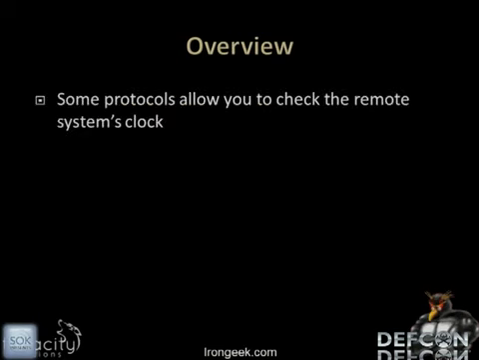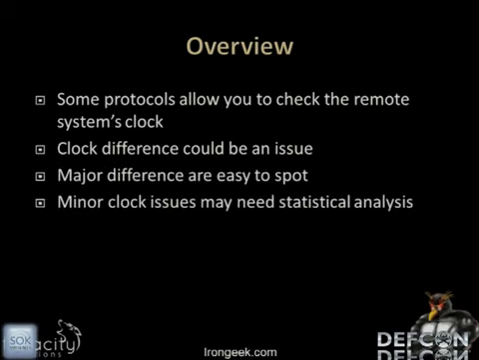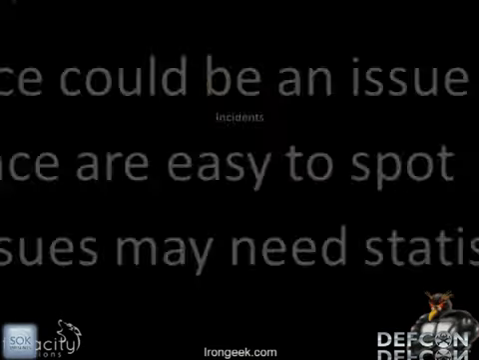Some protocols out there, like HTTP, for example, allow you to check the remote system's clock. So clock differences can be an issue. If someone's clock is set way different than yours and way different than everybody else you contact in a network, well, that's a point of profiling. Major differences are easy to spot. Minor differences are a little bit more difficult, but there has been some work on doing statistical analysis where even if it's a very minor difference, with enough time, you can do your thing.